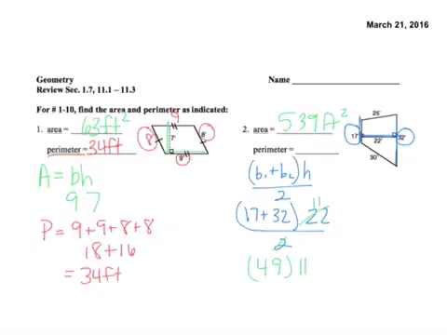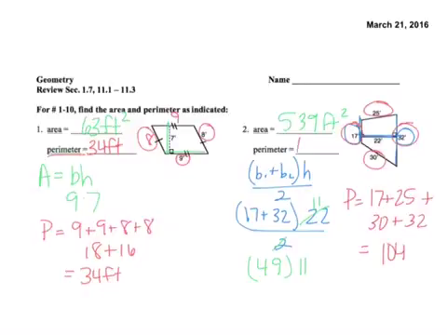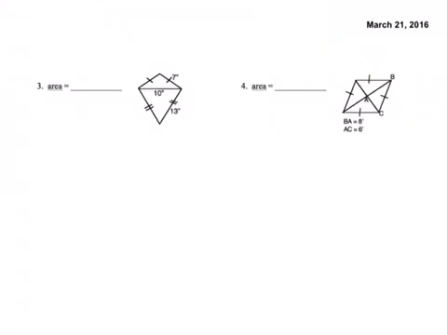And now to find the perimeter, I'm just going to add up all the sides. So I have 17 and 25 and 32 and 30. So I would say 17 plus 25 plus 30 plus 32 equals 104 feet. Again, I do not square it because I was adding. For area, I square it because I was multiplying. Whoops. Moving on to the next page.